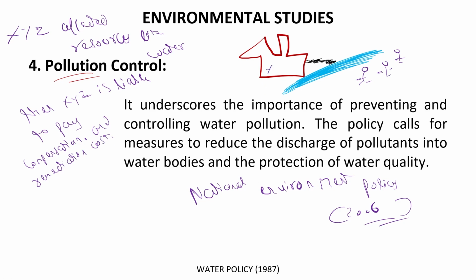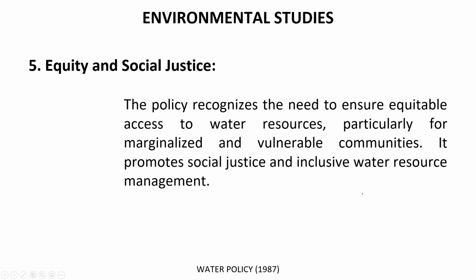Okay, if there is a factory XYZ, and because of this XYZ factory, the natural resource like water in this case gets affected, so this XYZ is liable to pay the compensation to the persons who got affected. Also, it will be liable to pay the remediation cost which is required to restore the original condition. Okay, so this provision was also provided in the National Environment Policy 2006. All right, now move forward.